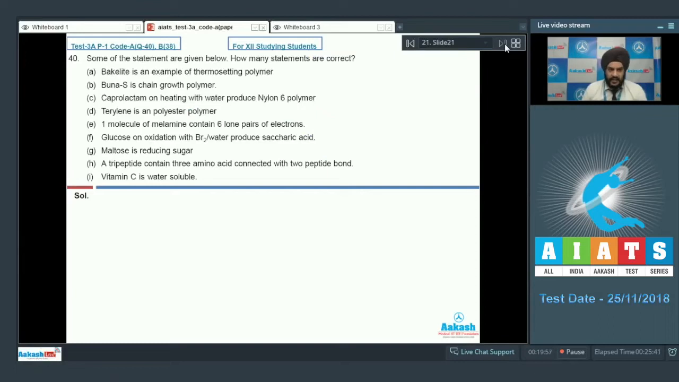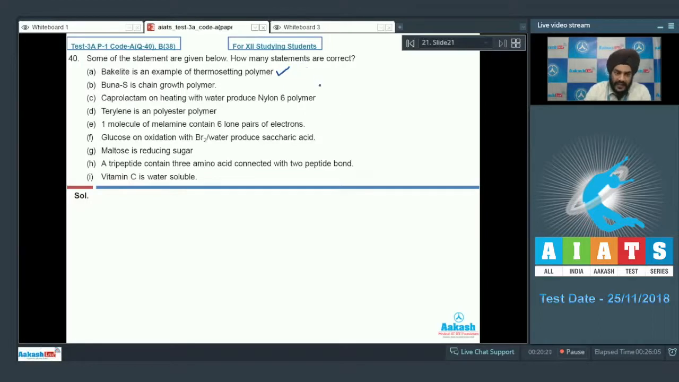Let us look at the next question. Question number 40. Some statements are given below. How many statements are correct? Bakelite is an example of thermosetting polymer. This statement is correct, students. Bakelite is formed when novolac is allowed to undergo further cross-linking with formaldehyde. So the polymer formed is a thermosetting polymer in the end.